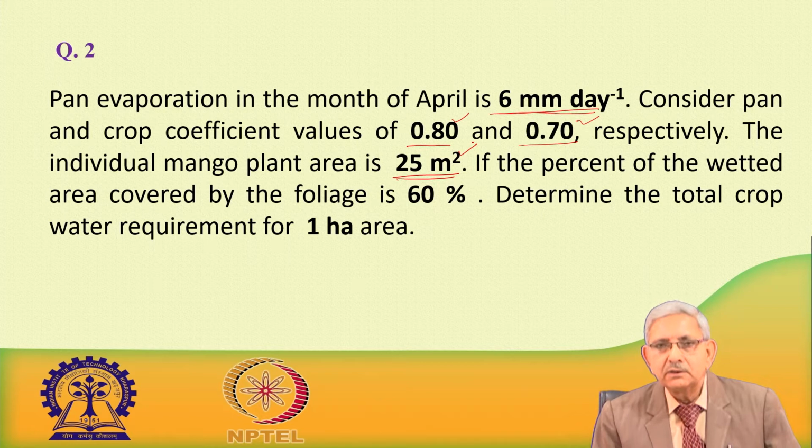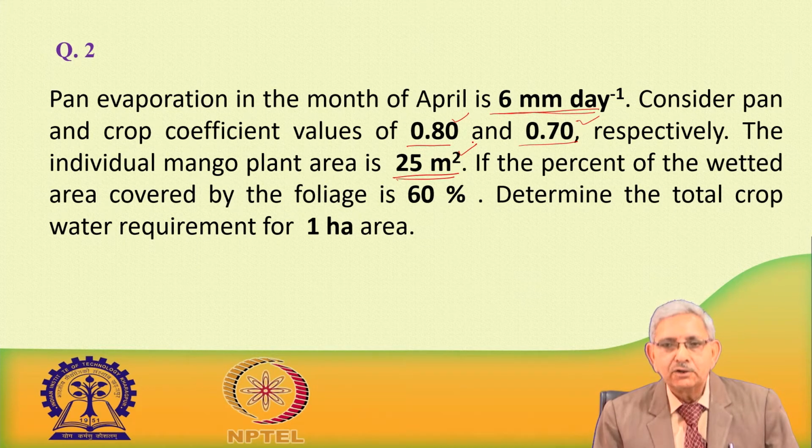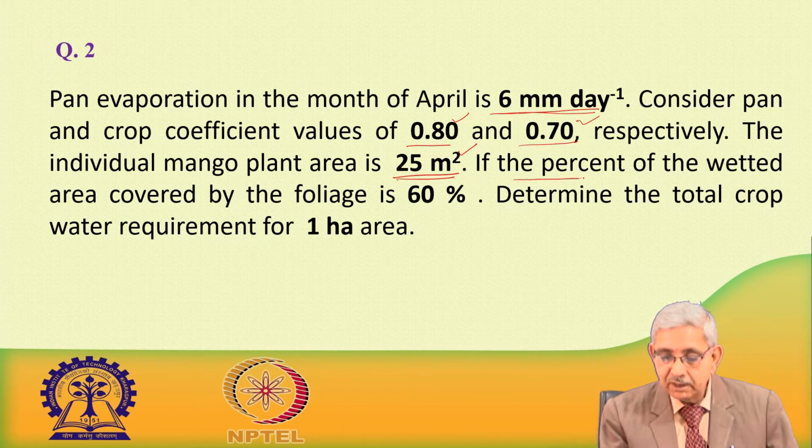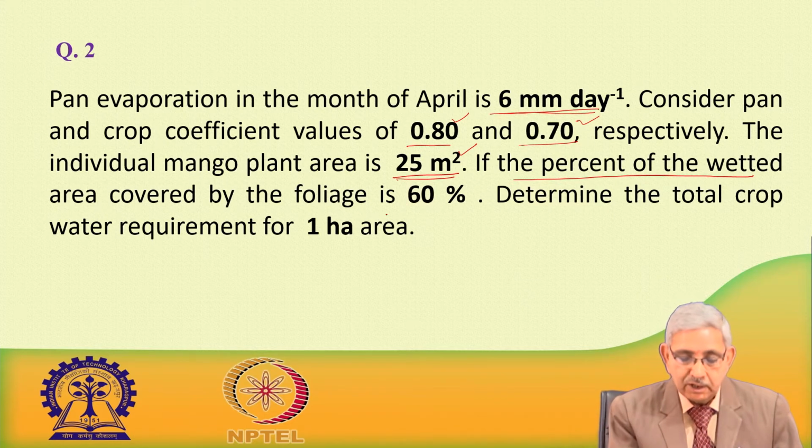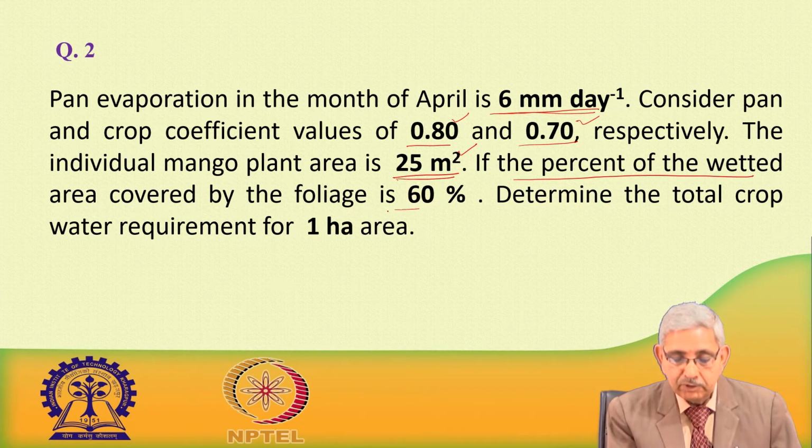Normally, the hybrid varieties of mango plantation, Amrapali, are now being given high density planting, and need continuous pruning. So, 5 meter by 5 meter is the normal spacing given for the Amrapali variety. So, here 25 square meter is the spacing. Now, the percentage of the wetted area covered by the plant foliage is 60%.